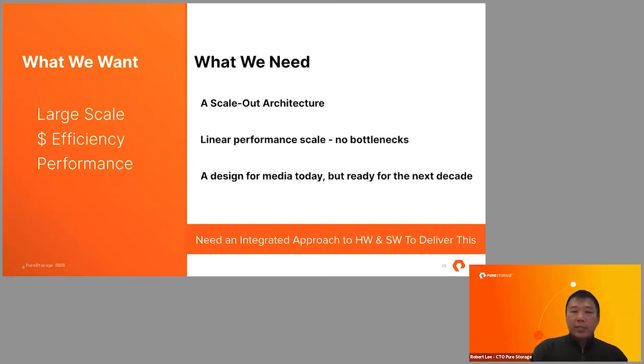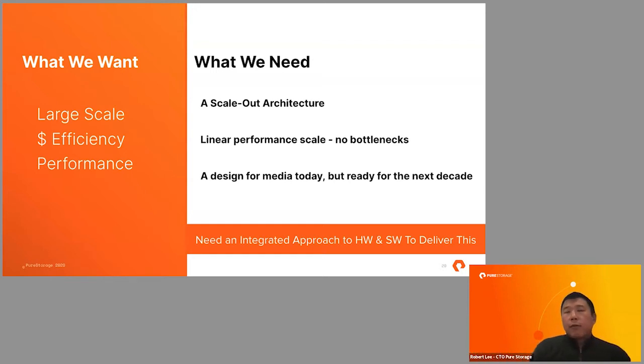And so if you look at what we're designing for, we want to design for large scale, certainly cost efficiency and performance. What does that drive us to? Well, it drives us pretty quickly to needing a scale-out architecture. We need this to cover the 100 to 1000x range of scale we want to build to. We need to design an architecture that's going to allow us to drive linear scale and performance without introducing bottlenecks. Historically, this has been one of the biggest limiters of scale-out systems: how far can you scale before the performance bottlenecks creep in?